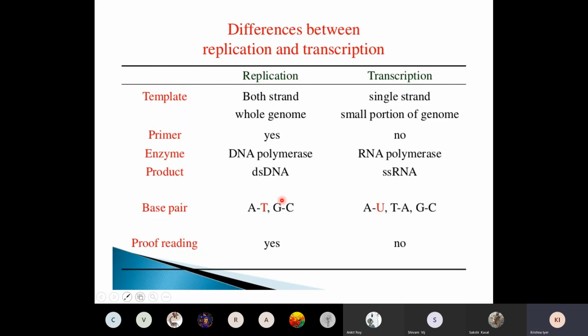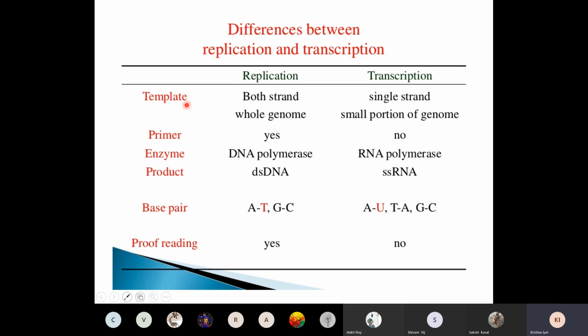Going further, here is another aspect of differences. I gave you a little bit of the differences between replication and transcription, but here there are some more points. One, as I said, replication occurs for the entire DNA, transcription occurs only of a part of the DNA. Now, in both cases, the template is a DNA.